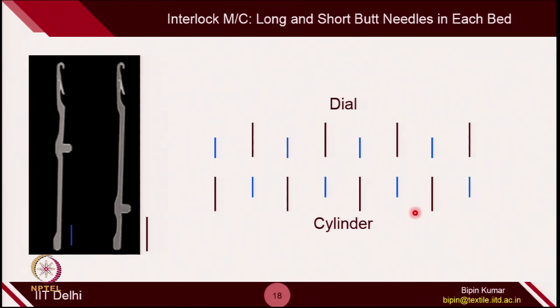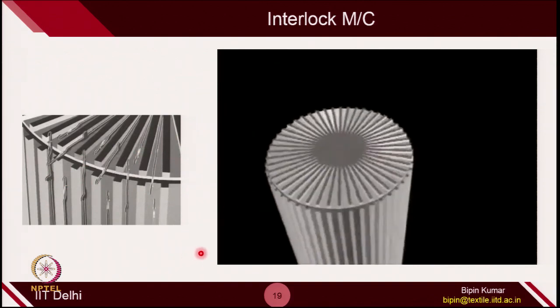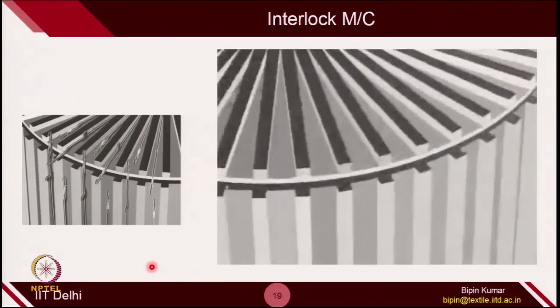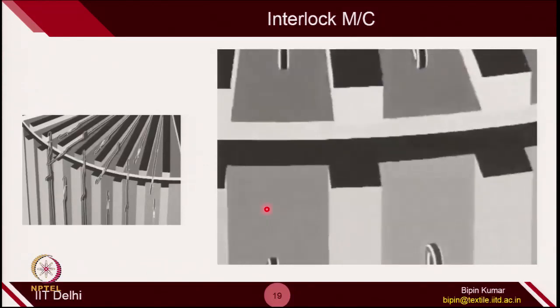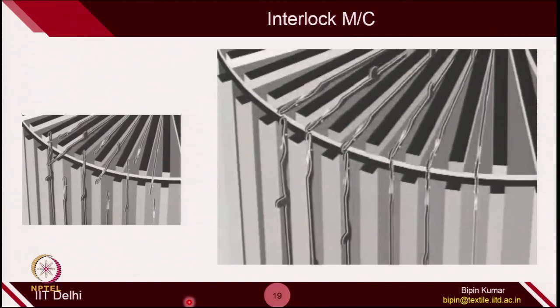Now, let us see the cam tracks and the arrangement and the movement of these type of needles on interlock machine. So, here I have a small animation through which you will be able to see how these needles are taking part in knitting action. You can see here, so the tricks are actually facing each other. So, each needles are facing each other on both the beds.